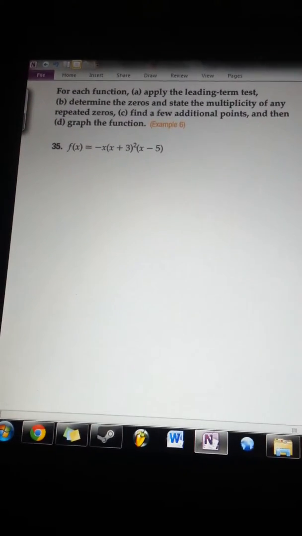And for this question, all we have to do, we're working with this function, we're going to apply the leading term test, determine the zeros, and state the multiplicity of any repeated zeros, and then find a few additional points and graph the function.